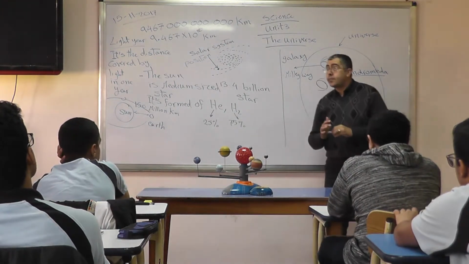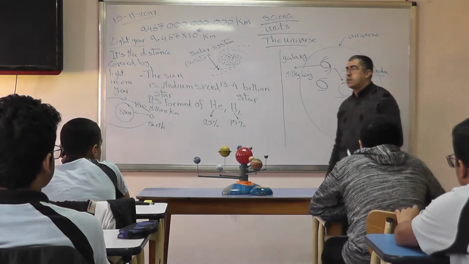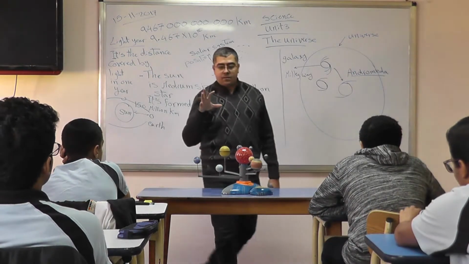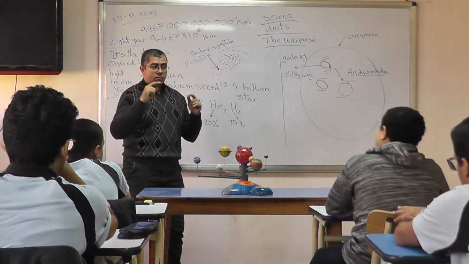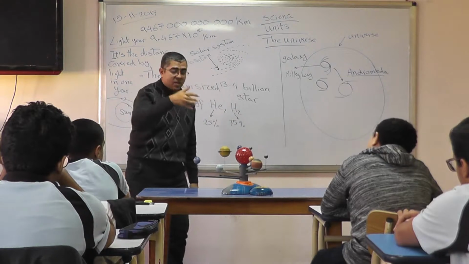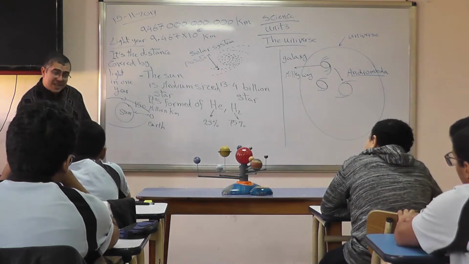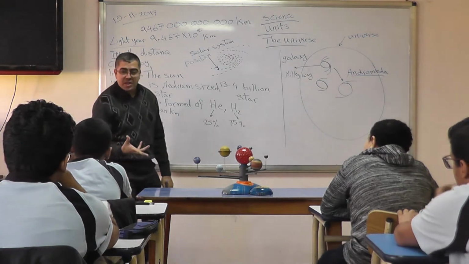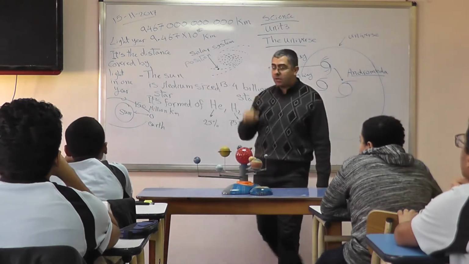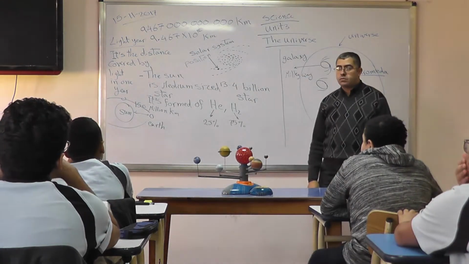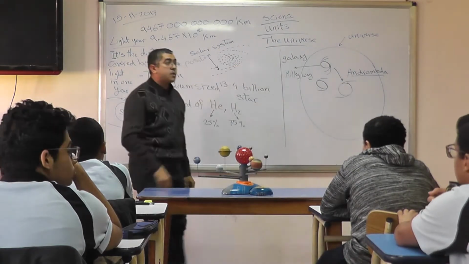Okay, easy. Anything else? After that, we have the theories about how the solar system originated, how it was formed. The solar system and universe, we have a theory by Stephen Hawking.